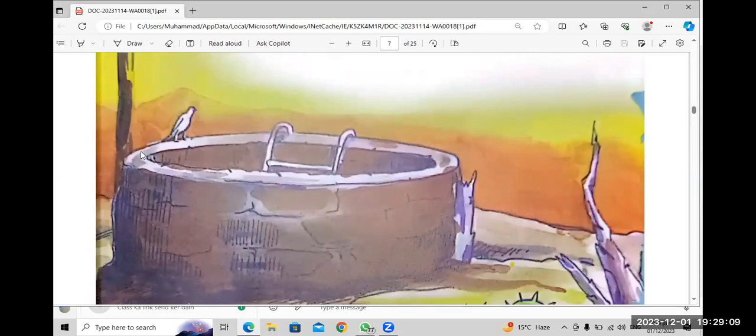Can you see the bird is sitting here? The bird is also thirsty. The bird is afraid of going down in the well, and the bird is looking for some water. There is no water all over. Can you see? There are bushes. There is no plant. There is no tree there. And it's too hard to make plants grow there.